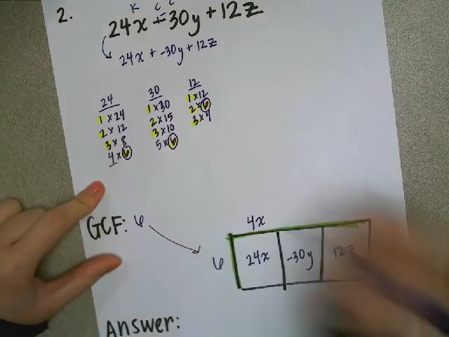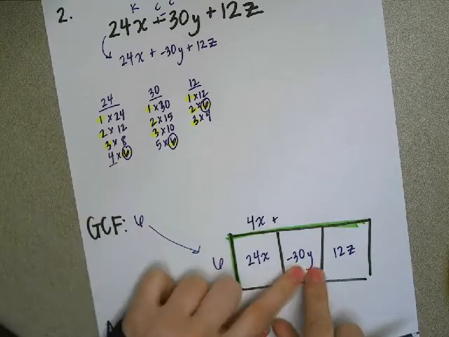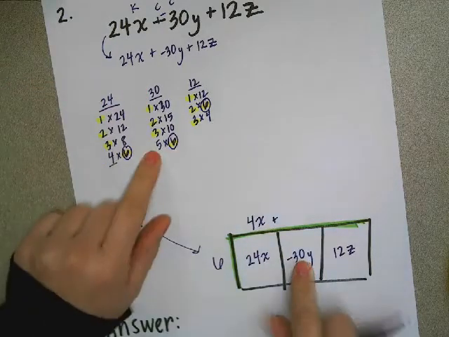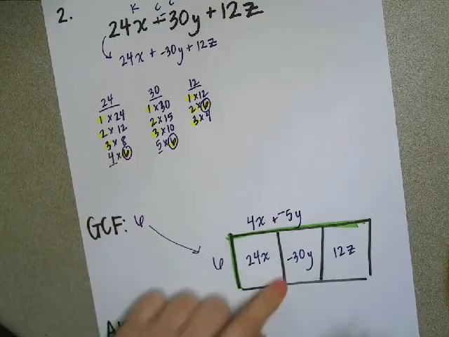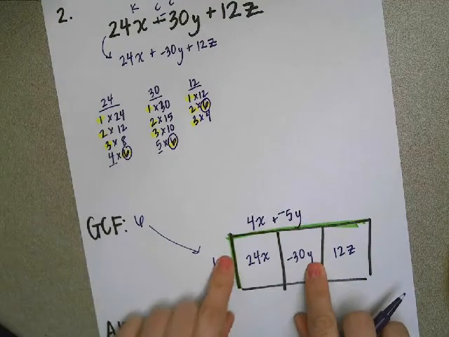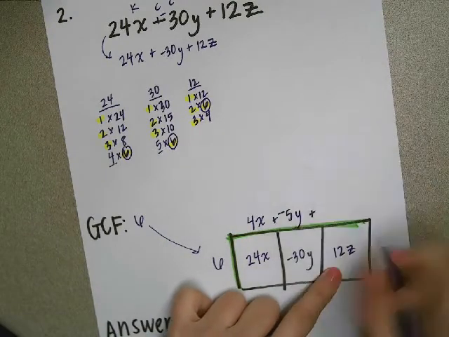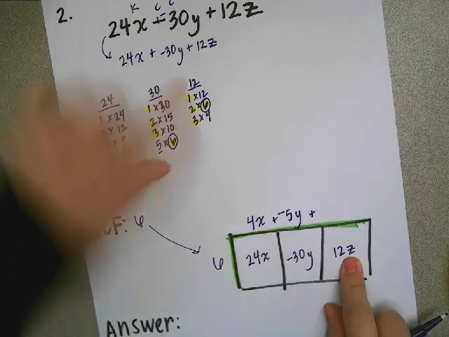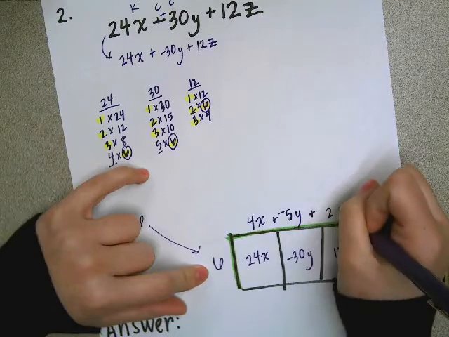4, don't forget your x. Plus negative 30y, so 30 is 5 times 6, so 5y, and it is negative because a negative and a positive, 2 different signs, equals a negative. And 12z, so 12's list, find 6, and it is 2, so 2z.